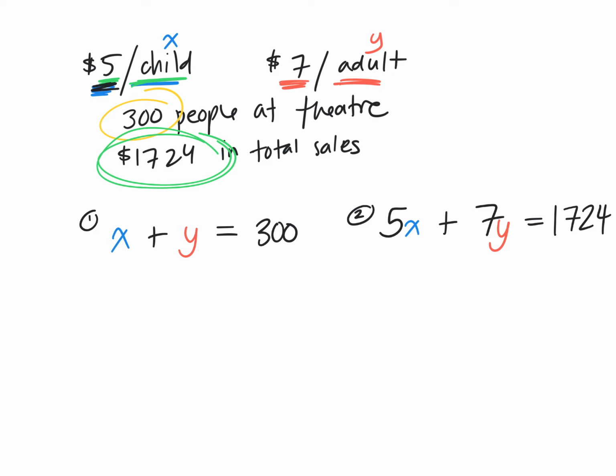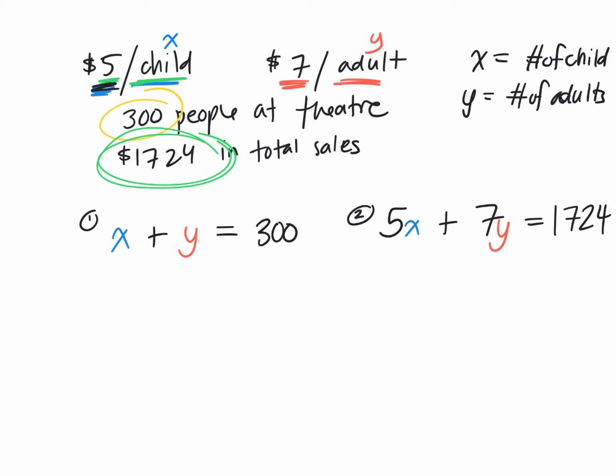You need to figure out X and Y. We're trying to figure out the number of children that went and the number of adults. Right? Okay, that's it. Solve it. Do you want to use substitution or elimination?